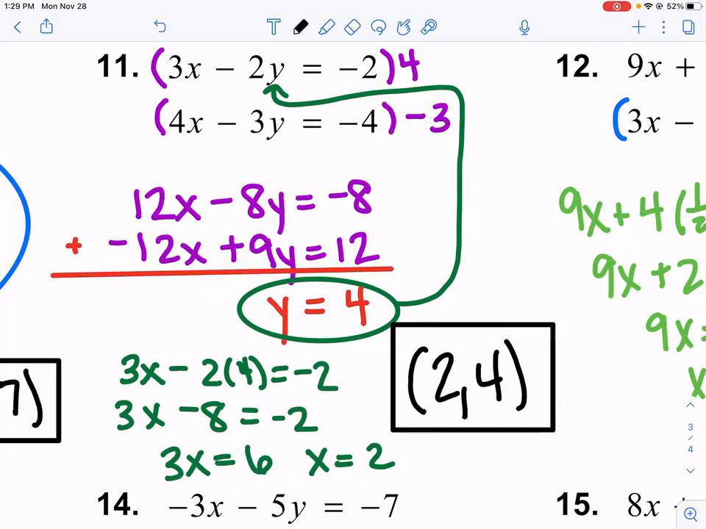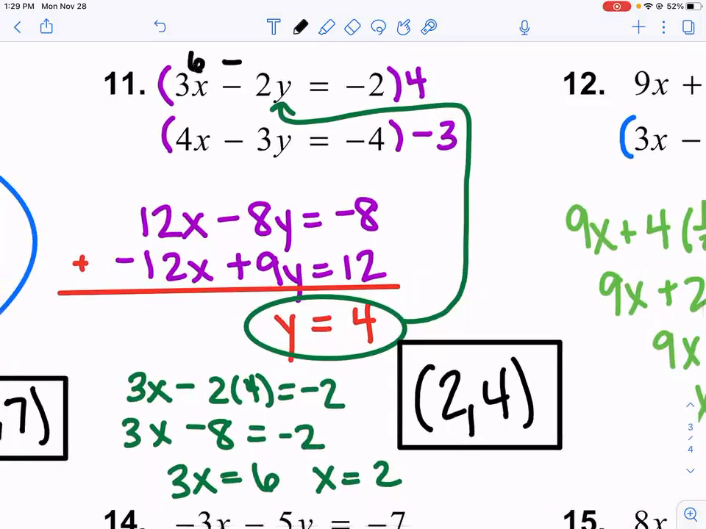So 3 times 2 is 6, minus 2 times 4 is 8. That checks out. 4 times 2 is 8, minus 3 times 4 is 12. That checks out.